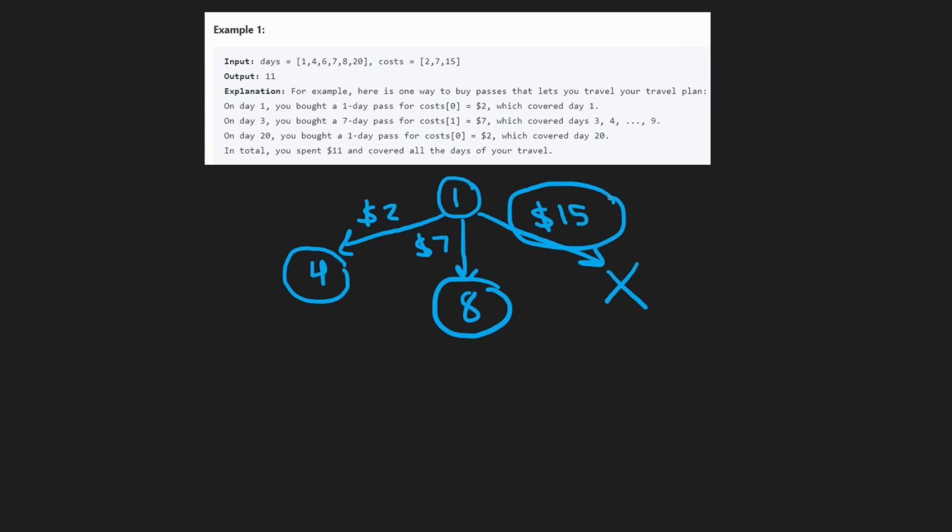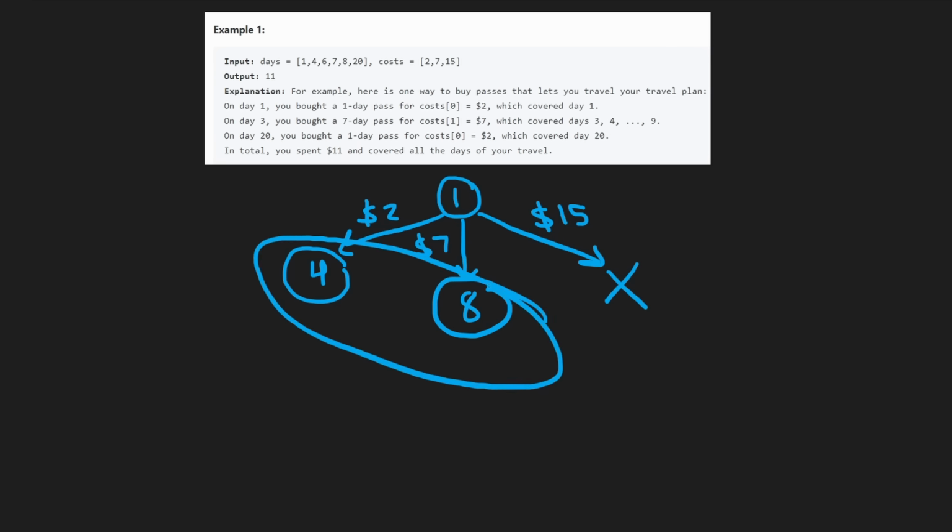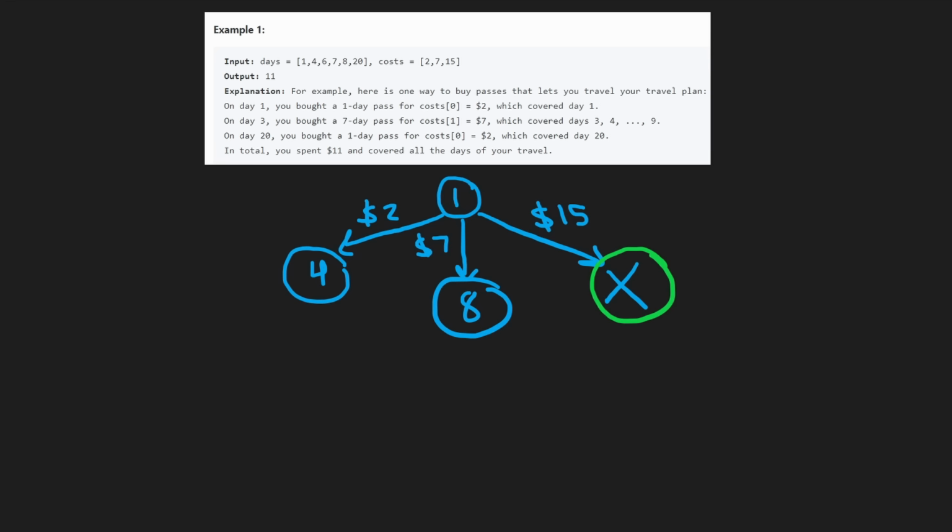So the question now becomes, is that the minimum? Well, we don't know for sure because we haven't fully gone through these 2 other paths yet. So now that you kind of get the main logic of the decision tree, I'm going to go kind of quick. So I'm just going to tell you that this is the path that's going to lead us to the correct decision. And we could purchase a 1-day pass, which would bring us to day 20.